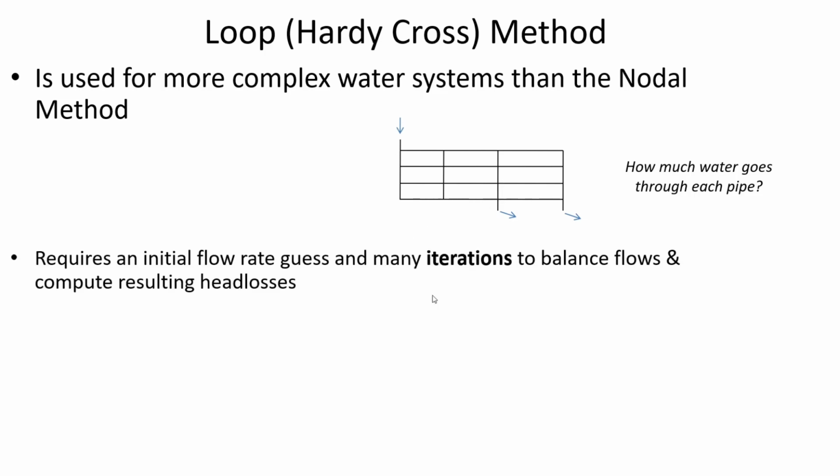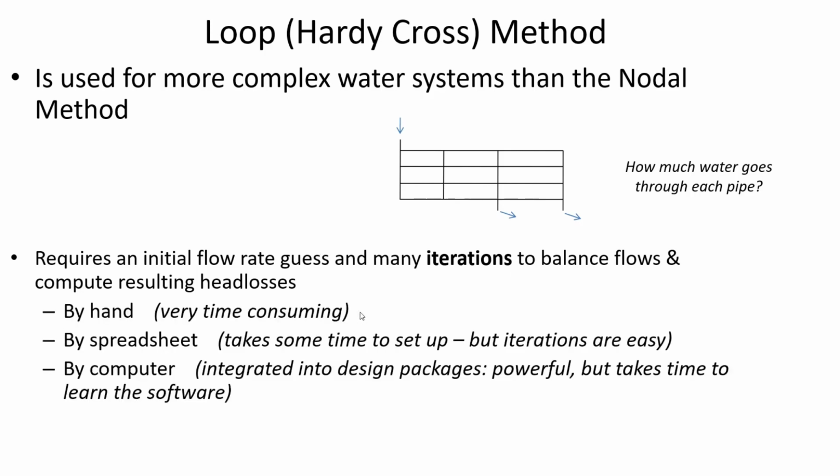We're going to have to do a lot of iterations. And so you can either set that up by hand, and it's very time consuming, or if you set it up in a spreadsheet, it's a little bit fun entering the equations the first time, and then you can just copy and paste. If you have it set up with relative references, then subsequent iterations are no problem at all. Computerized techniques like WaterGEMS, which you're going to learn to use later this semester, use this method. That's what's running in the background.